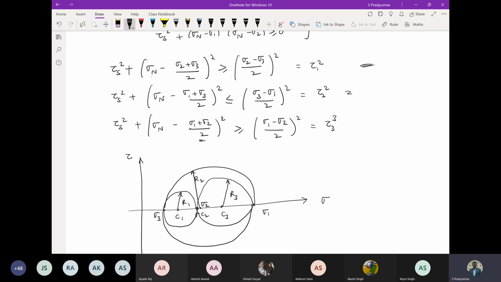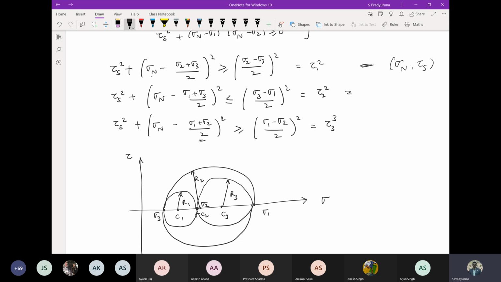I am considering this equation. Any (sigma n, tau s) will be either on the circle or outside the circle of radius (sigma 2 minus sigma 3)/2 and center at (sigma 2 plus sigma 3)/2. And what will happen with the second equation? On the circle and inside the circle. Inside the circle, right? Because it is less than or equal to that.